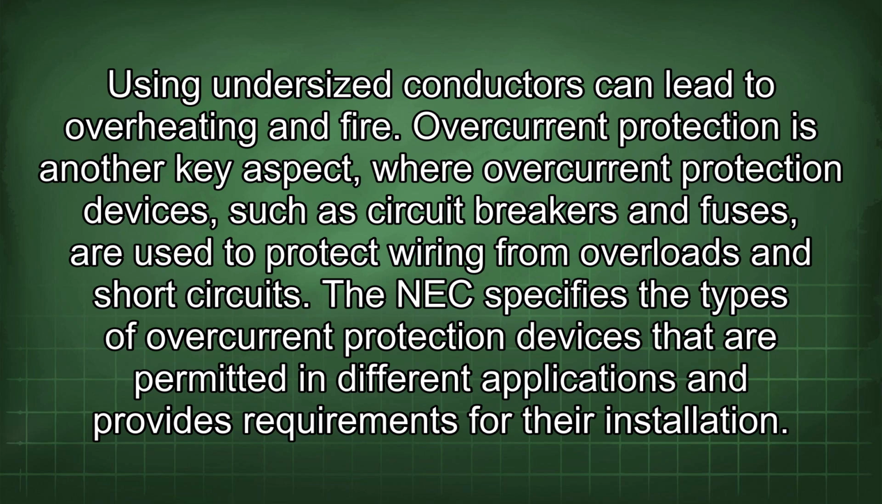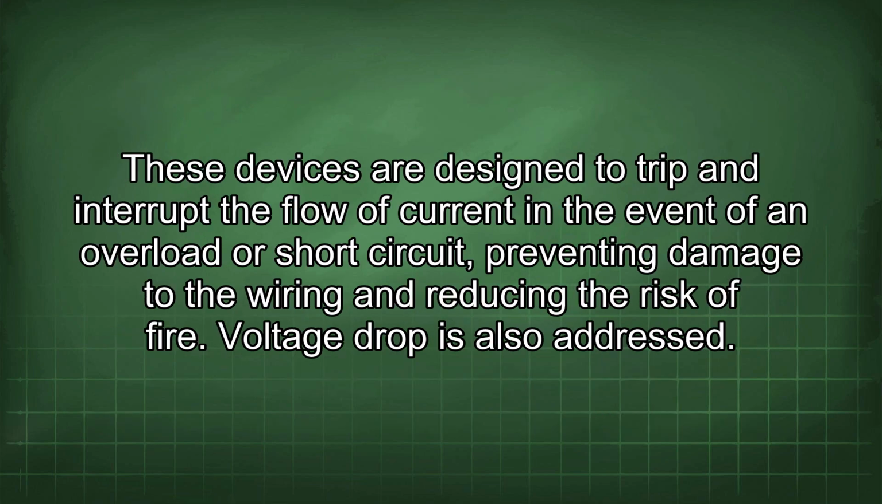Overcurrent protection is another key aspect, where overcurrent protection devices, such as circuit breakers and fuses, are used to protect wiring from overloads and short circuits. The NEC specifies the types of overcurrent protection devices that are permitted in different applications and provides requirements for their installation. These devices are designed to trip and interrupt the flow of current in the event of an overload or short circuit, preventing damage to the wiring and reducing the risk of fire.